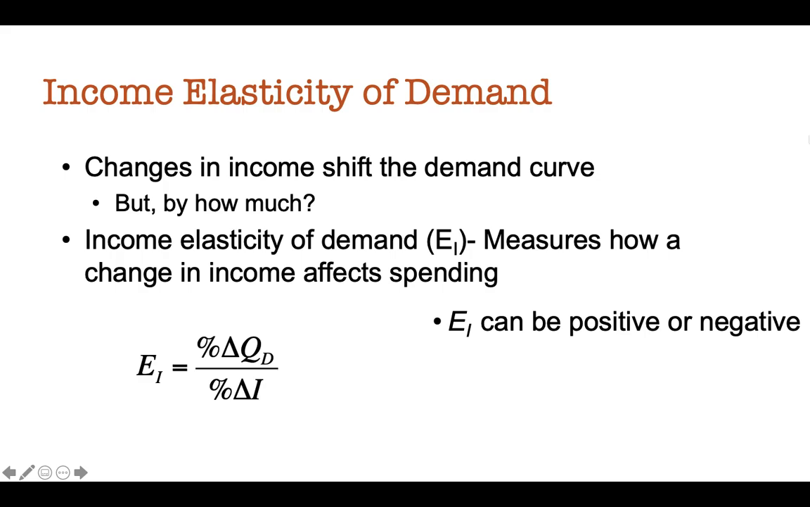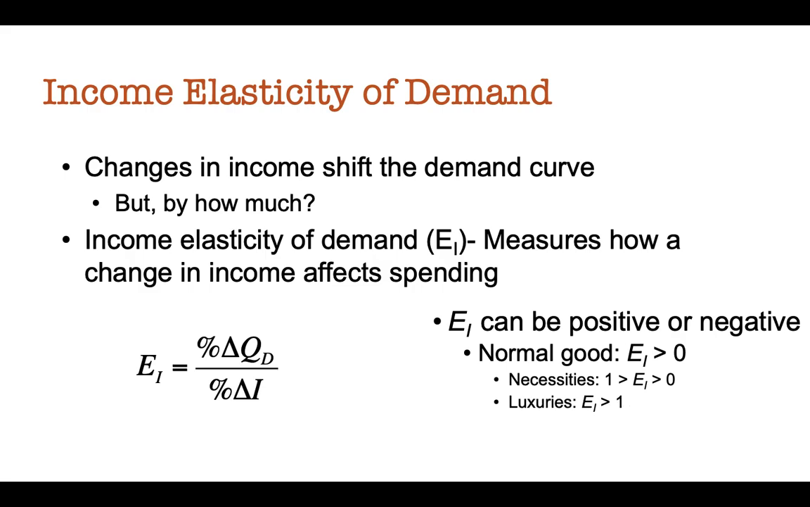And whether we get a positive or a negative number actually tells us whether we are dealing with something that is a normal good or an inferior good, which is kind of cool. So if we have a normal good, just a little refresher, normal goods are goods that move the same direction as our income. We're going to get a positive number for income elasticity here. On the other hand, if we have an inferior good, we're going to get a negative number.